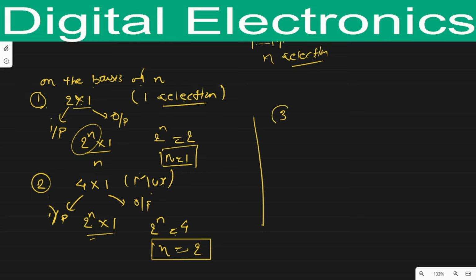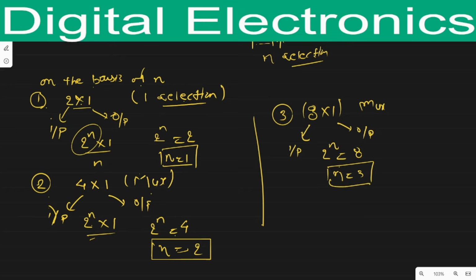Similarly for the third case also. If we put n equals to 3, then at that time we will get 8 cross 1 mux. Here 8 is the number of inputs, 1 is the output, and to select these 8 inputs, n equals to 3 selection lines are required.